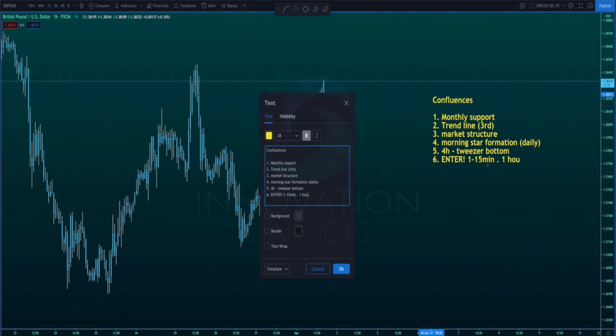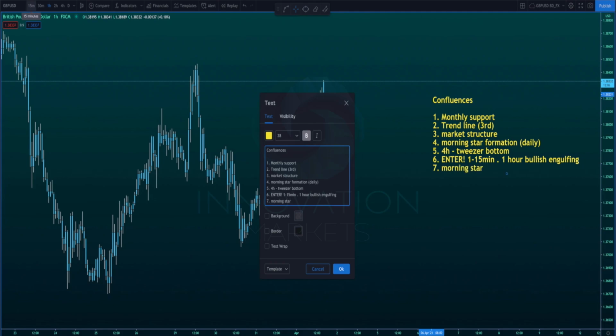I might see a bullish engulfing. That's another confluence. Then we might even be able to build more confluences. I might drop down to the 30-minute time frame. As I just showed you, 1 hour, 30 minute, 15 minute, these are the time frames where I want to look to enter. So I drop down to the 30 minute, and then I might see another morning star formation.